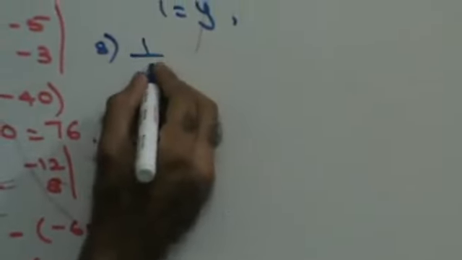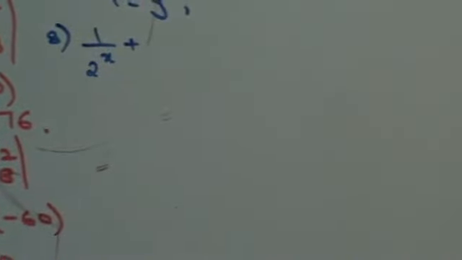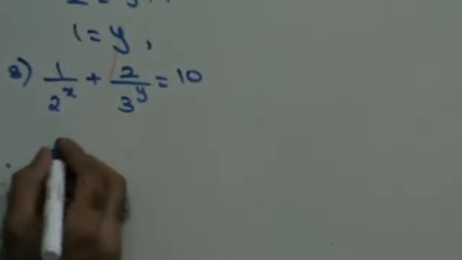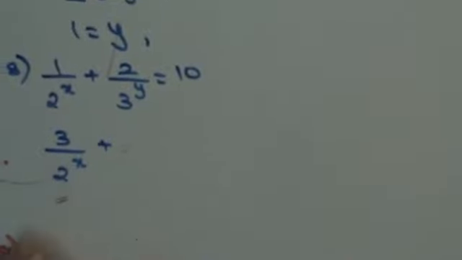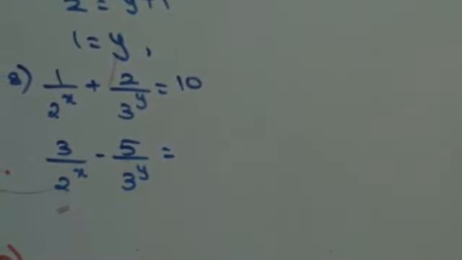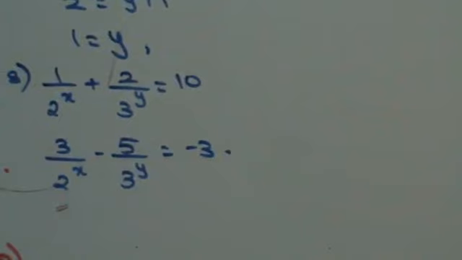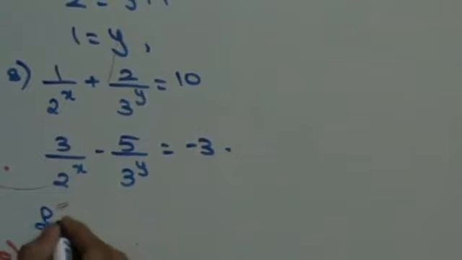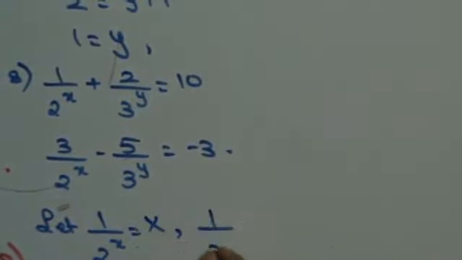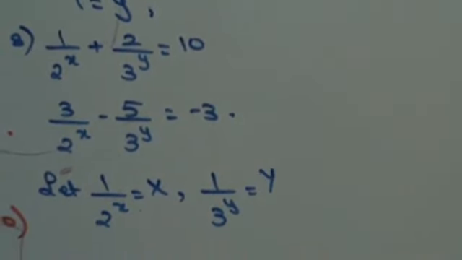1 upon 2 raised to x plus 2 upon 3 raised to y is equal to 10, and 3 upon 2 raised to x minus 5 upon 3 raised to y is equal to minus 3. Since I have a denominator, I am going to substitute this. So let 1 upon 2 raised to x be equal to capital X and 1 upon 3 raised to y be equal to capital Y.